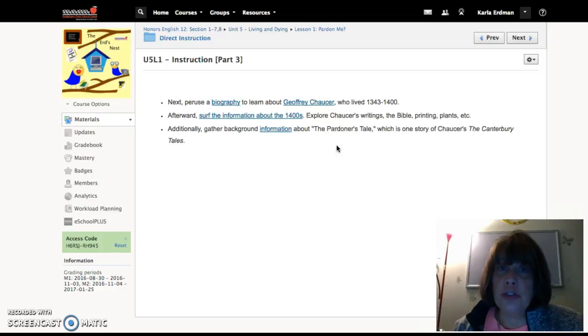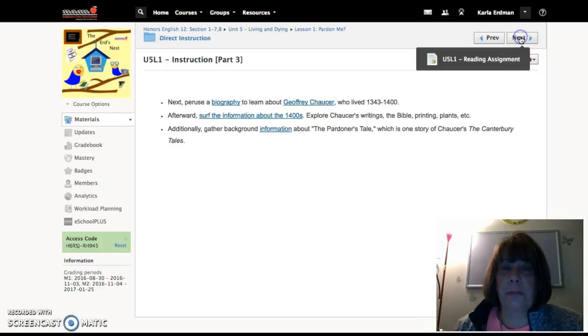Now, Geoffrey Chaucer is from the Middle Ages. So it's actually Middle English that he wrote in, and it's very hard to read. Believe me, I took a whole class on Chaucer. So you will be using the modern text, and there's a lot of support in this for you.